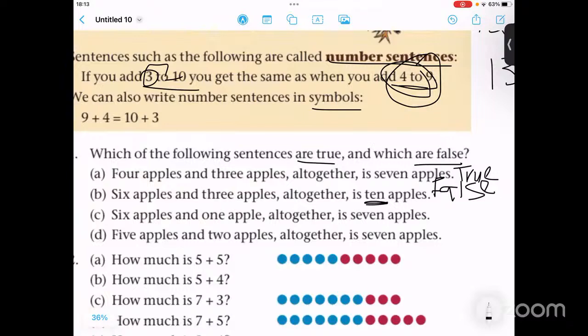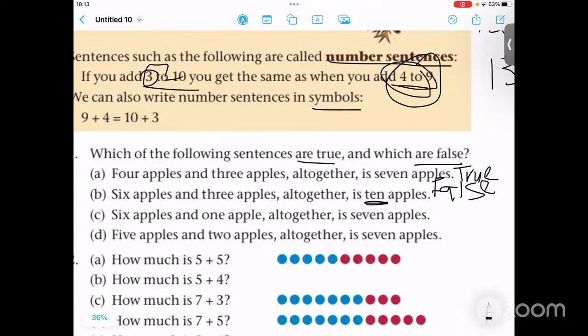C says 6 apples and 1 apple all together is 7 apples. They're simply trying to tell you that when you have 6 apples and then you add 1 apple, you will get 7 apples. Is that true or false? How much do you get when you add 6 and 1? 7.